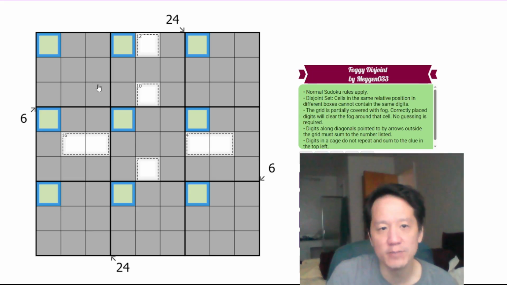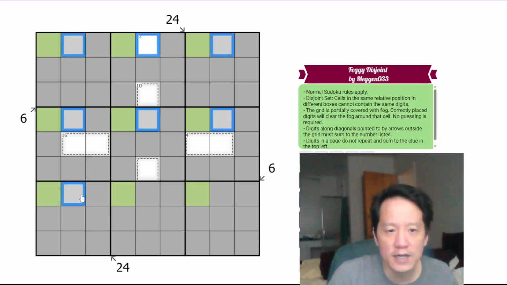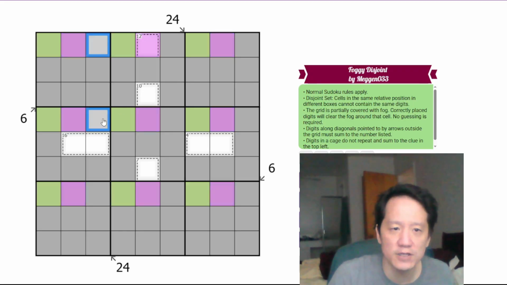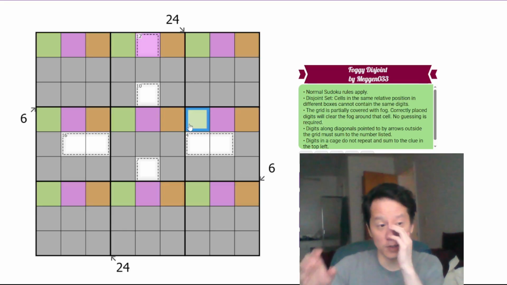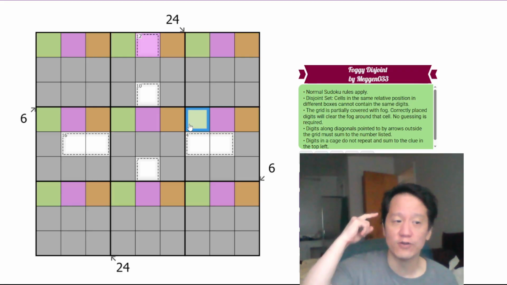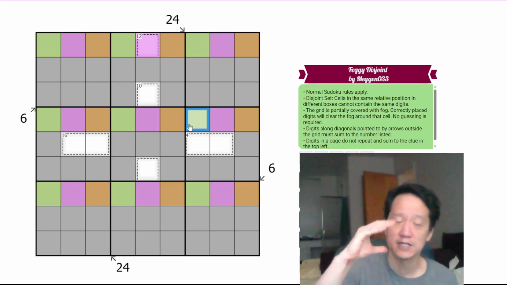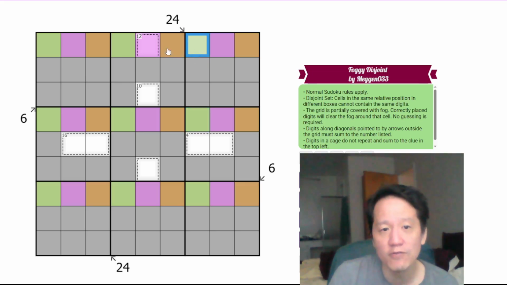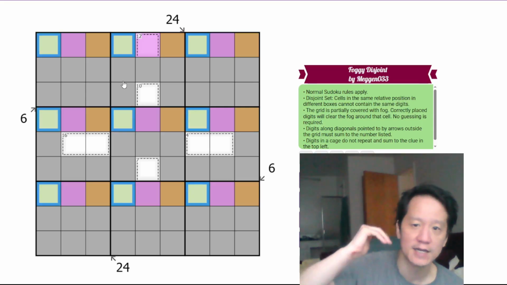And it would be the same for... not that one. These 9 cells also cannot have repeats. Same with these 9 cells, etc., etc. You get the picture, right? So in addition to normal Sudoku rules, where every row cannot have a repeat, every column cannot have a repeat, and every box cannot have a repeat, you also have that every cell in the same relative position in the box cannot have repeats.